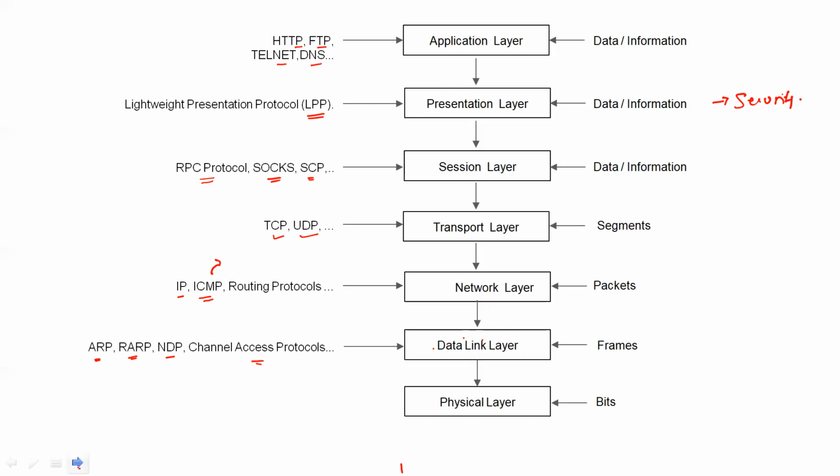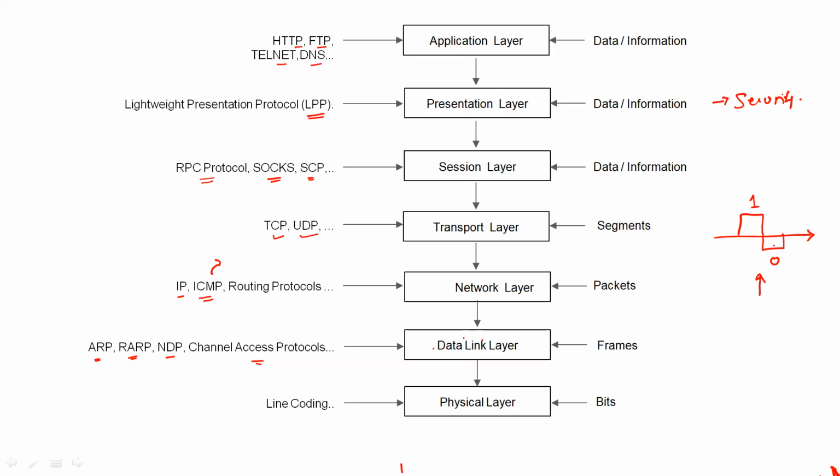Coming to the physical layer, we have line coding. Line coding is a technique using which the bits, zeros and ones, are represented. Hope you remember that one. For one we represent a high bit, and for zero we represent a low bit. This is one of the techniques I'm telling you about. This is line coding.